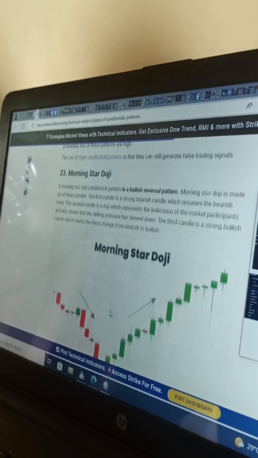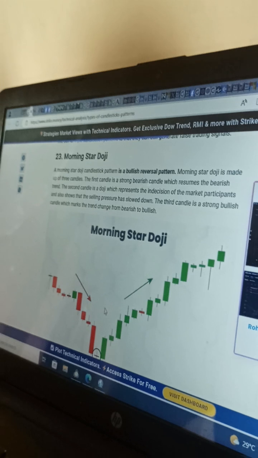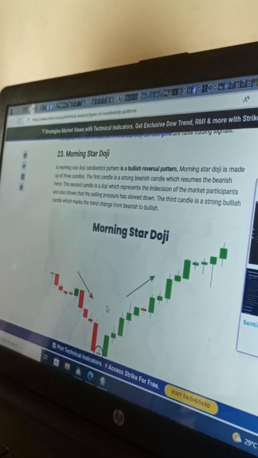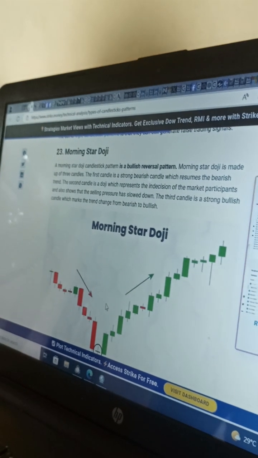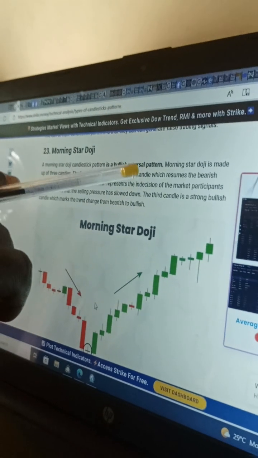This is morning star doji. Morning is used for bull. Evening is used for bear. Morning star doji indicates that we're about to go bullish. Evening star means we're about to go bearish. A morning star doji candlestick pattern is a bullish reversal pattern.